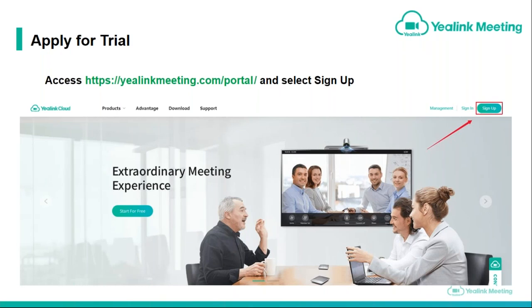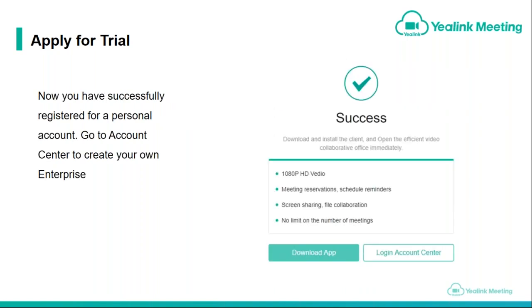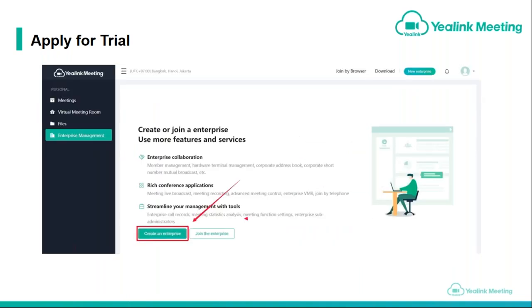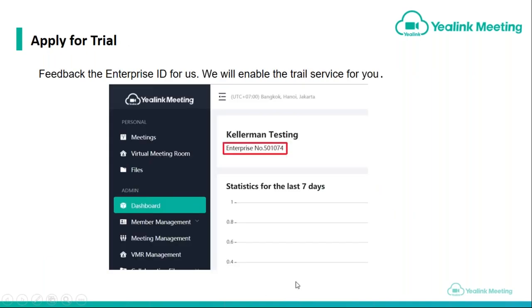So how do we claim it? Simply, you just need to access yealinkmeeting.com, select sign up, and fill in the necessary information. You can sign up with your email or with your mobile. And now you have successfully registered a personal account. Just go to the account center to create your own enterprise account. This is the interface. You can create an enterprise and fill in the necessary information, then click the save button and feed back your enterprise ID to us, and we will enable the trial service for you.